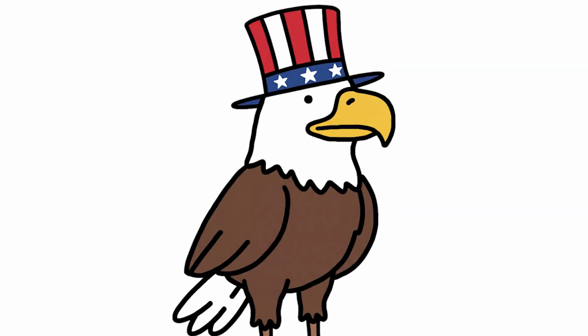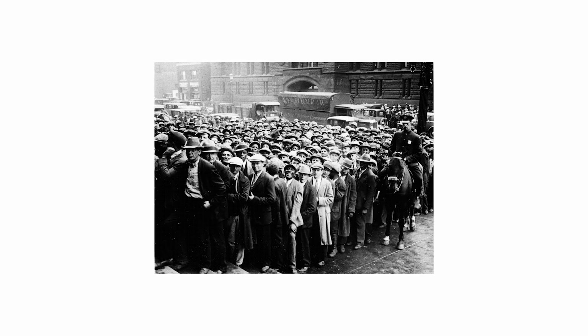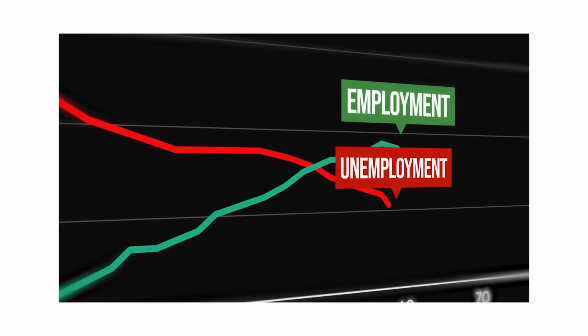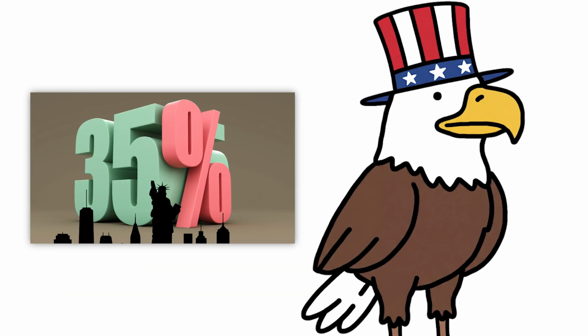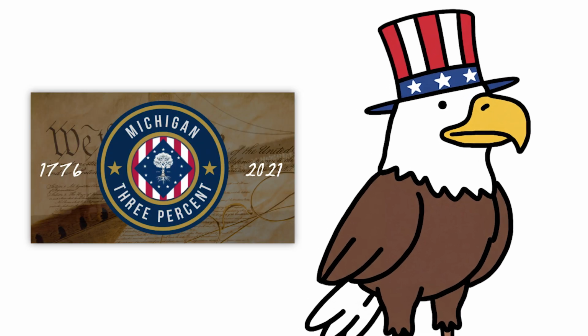And if you think that sounds bad, the next crisis made this one look like a warm-up. The Panic of 1893. Before 1929, this was the worst economic disaster America had ever seen, and the numbers prove it. Unemployment hit 25% in Pennsylvania, 35% in New York, and an almost incomprehensible 43% in Michigan. Nearly half the state wasn't working.